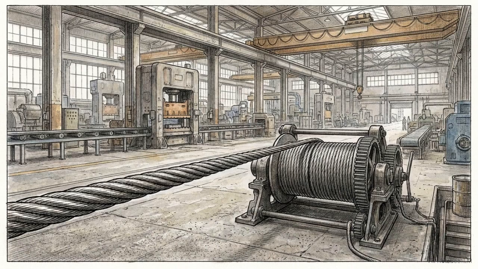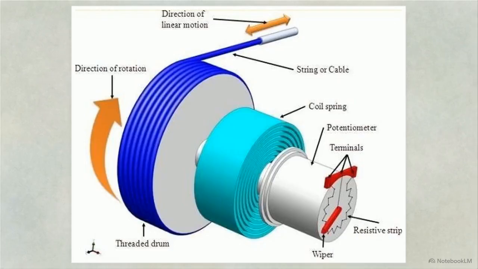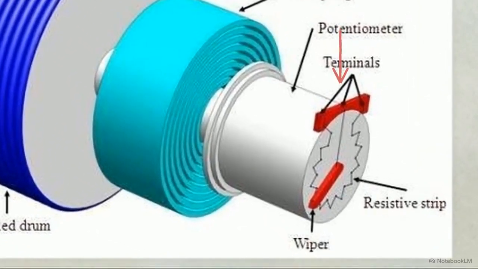To see how this translation works in practice, let's look at a macro-level example, measuring physical displacement. This diagram shows a rotary potentiometer. As an object pulls the extended cable, it rotates the threaded drum, which moves an internal wiper across a resistive strip. This mechanical movement directly converts the linear pull into a changing electrical resistance.